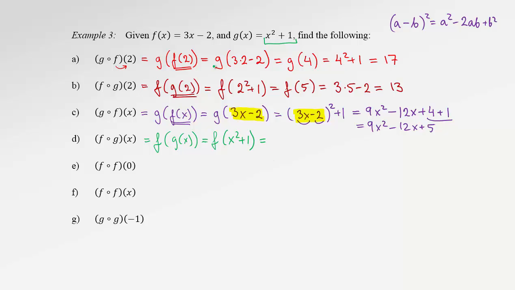Okay, and then f tells us to take 3 times the input. Let's use a big bracket for the input. Minus 2. Now, what's the input? The input is x squared plus 1. So we place it here. x squared plus 1. Okay, and simplify. So let's multiply through the bracket.